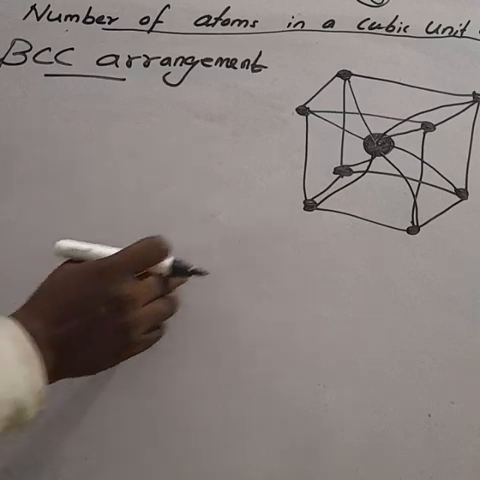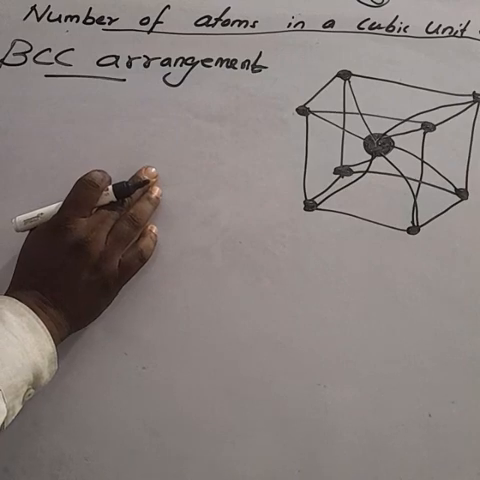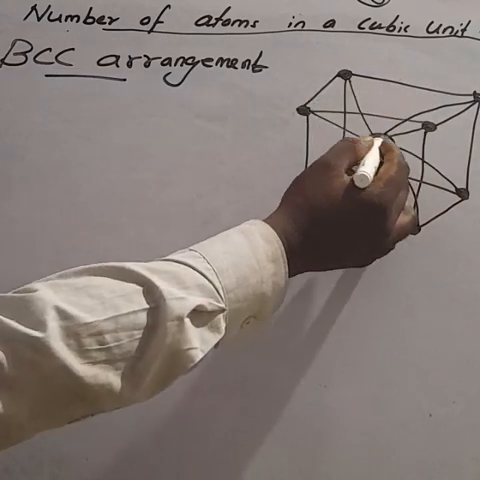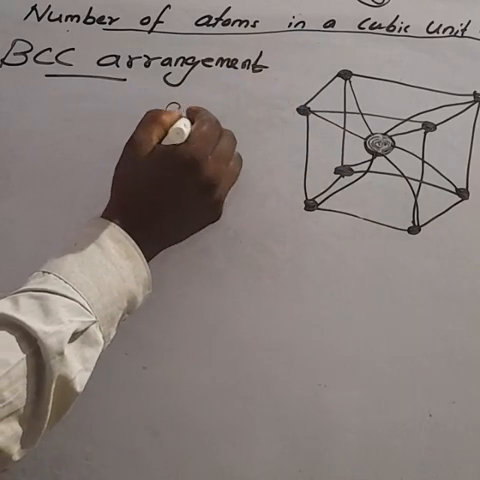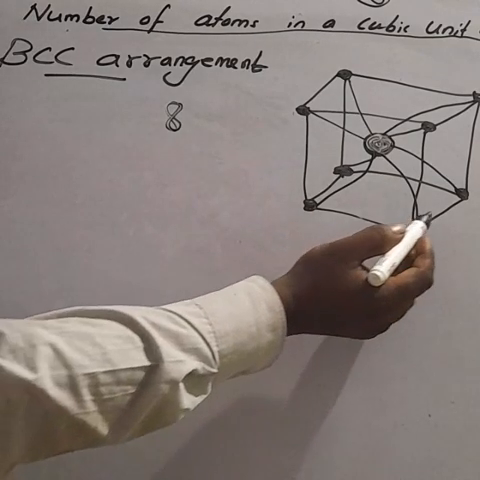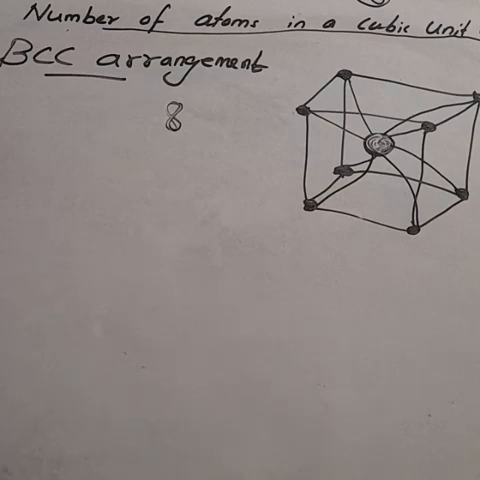However, they all touch the one that occupies the body center. This one can touch all these atoms. Am I right? Here, each atom is surrounded by 8 nearest neighbors. Suppose this atom, this atom, this atom, this is all atoms. This atom is surrounded by 8 nearest neighbors. So the coordination number is 8. I am giving only one example. Each one can connect.